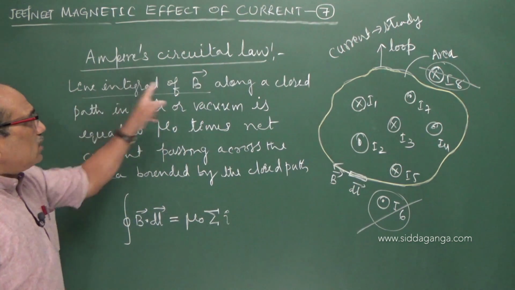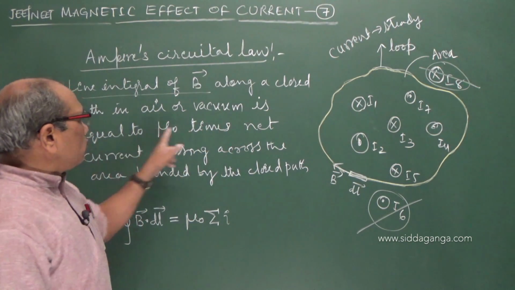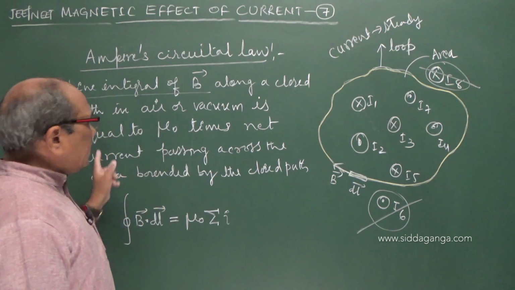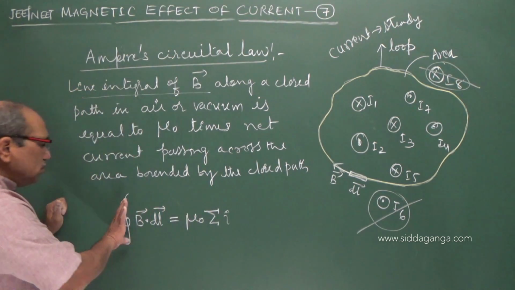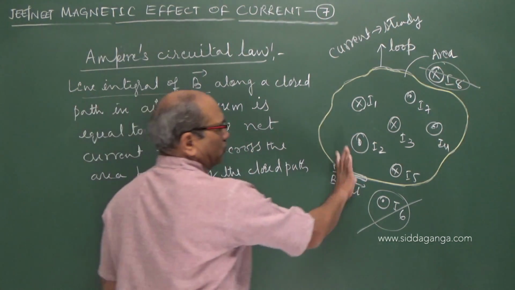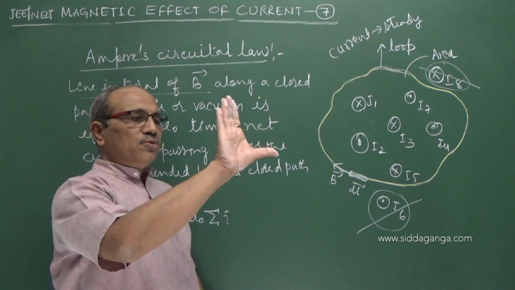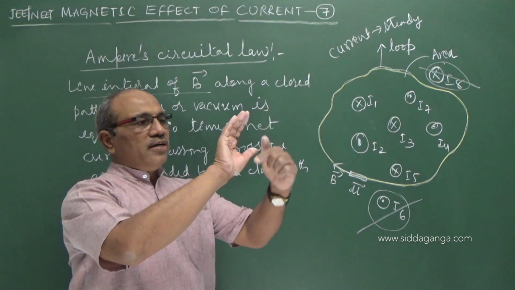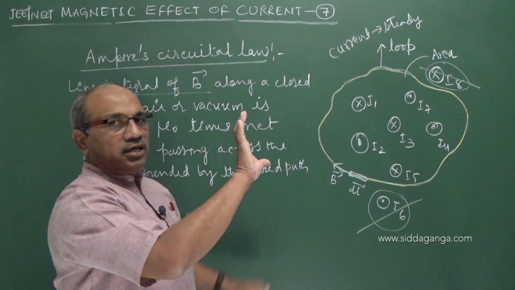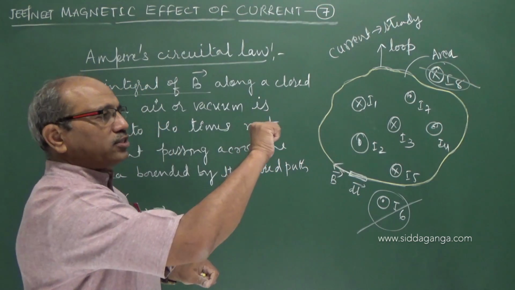That is, the closed integral along the closed path in air or vacuum is equal to mu naught times the net current, meaning plus or minus. Here, for the current direction, you see the direction of dl. So I hope like this. When I hold, you see, the fingers are bending in one direction, the thumb points the direction of the current. That is taken as positive for this loop.